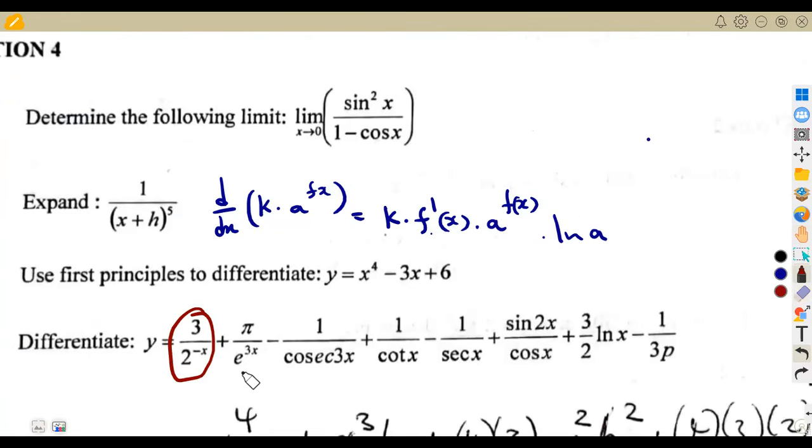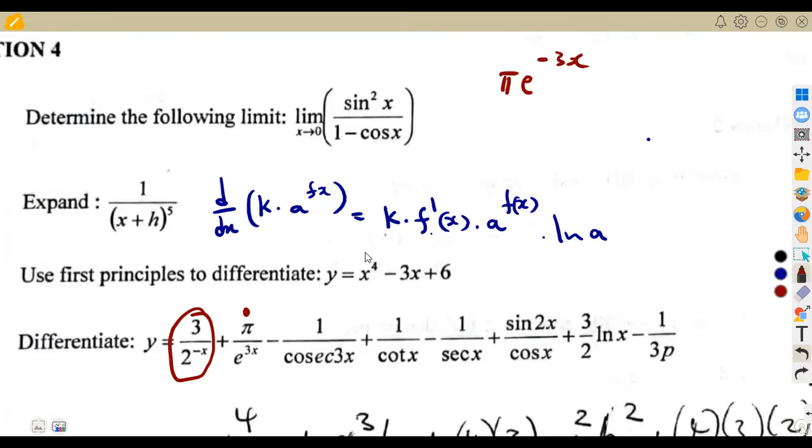So this, we can take it on top. This one is a positive, so the moment we take it on top, it becomes a negative. This one was a negative, so it was negative. That's why it ended up as a positive, okay? So this one will be a negative. So it's going to be pi e to the exponent of minus 3x.